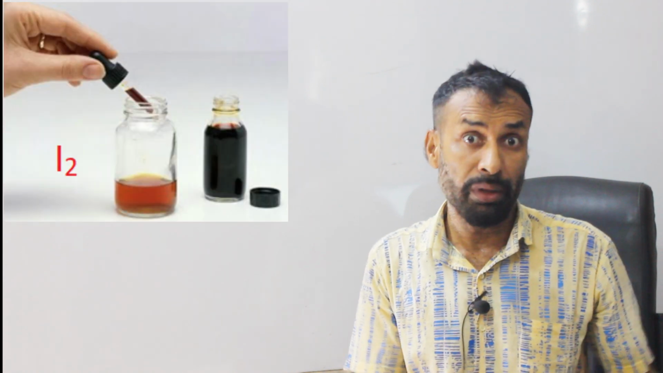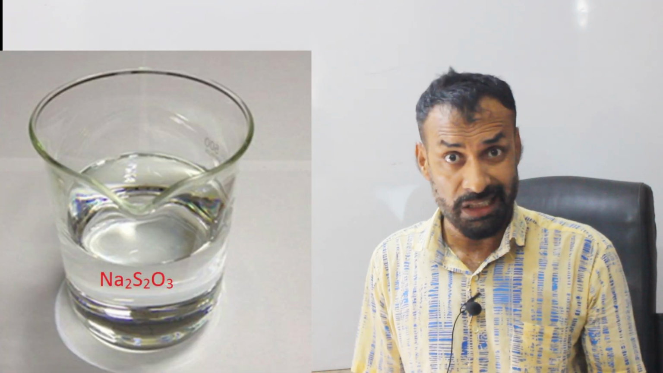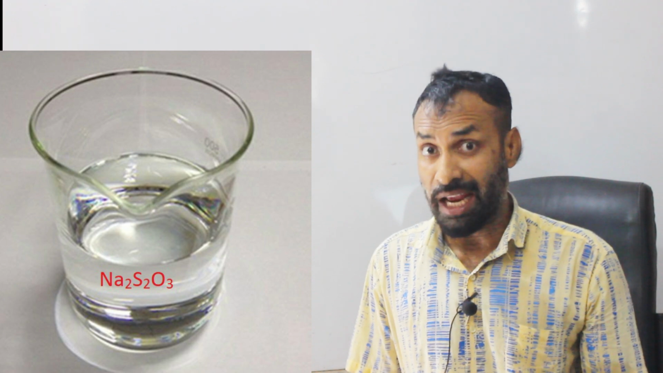Today I'm with iodometric titration. In this titration you get two solutions. One is a solution of iodine with unknown concentration. Another is a solution of thiosulfate with known concentration. This is also called a standard solution.